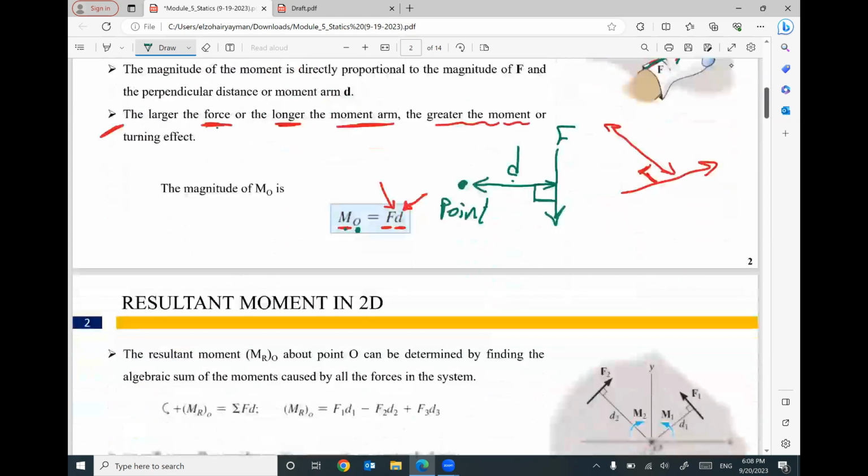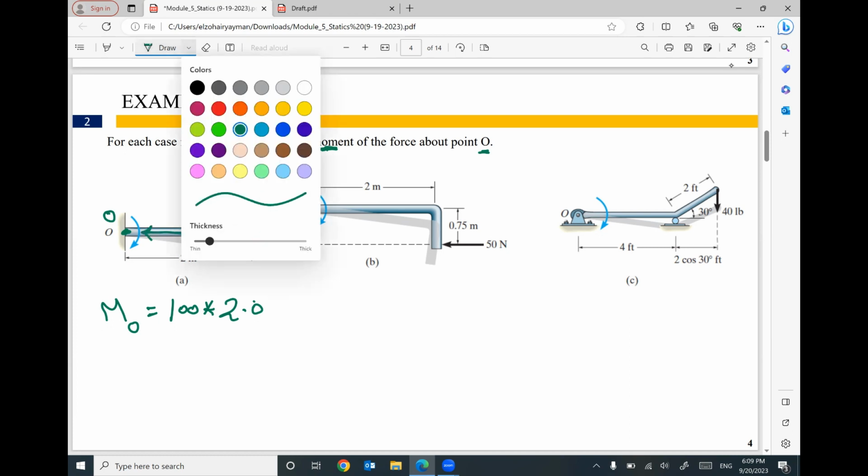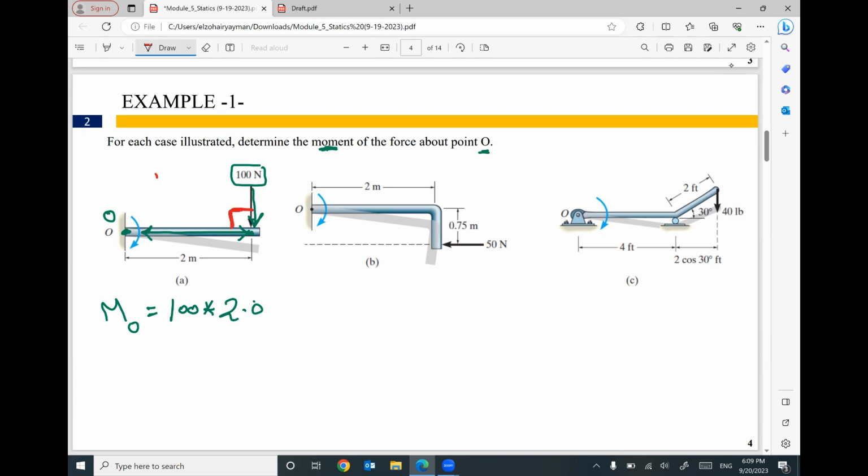Let's do an example here. We have a force of 100 Newton at this point, and we have a point O. Can you tell me what is the value of the moment of this force about point O? So your moment about O equals your force 100 times your distance 2 meters. Here is point O, here is your force 100, here is the distance in between.